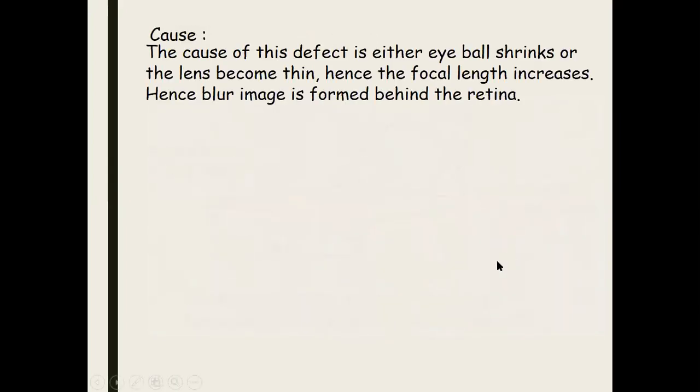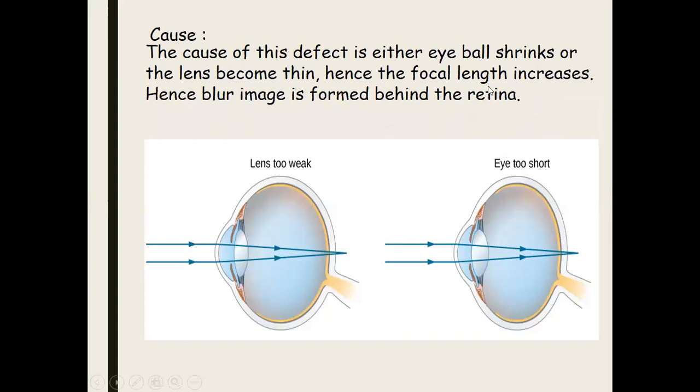And what is the cause of this defect? The cause of this defect is either the eyeball shrinks or the lens becomes thin, and hence the focal length increases. Hence, blurred images form behind the retina. Now you can see that both might happen, or maybe just one of them can happen: the lens becomes weak and is unable to converge. Its focal length becomes too large to converge properly, so its focal length increases and the image is formed behind the retina.